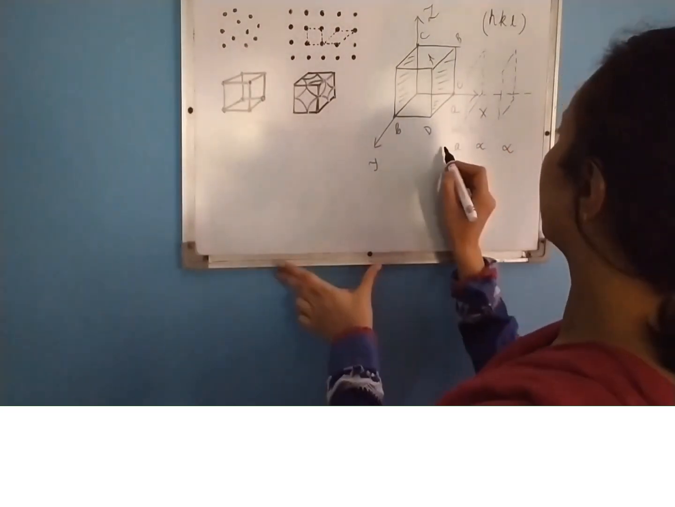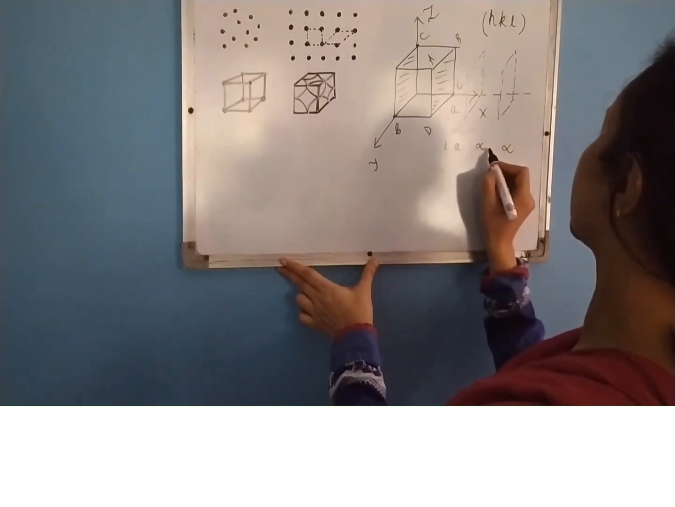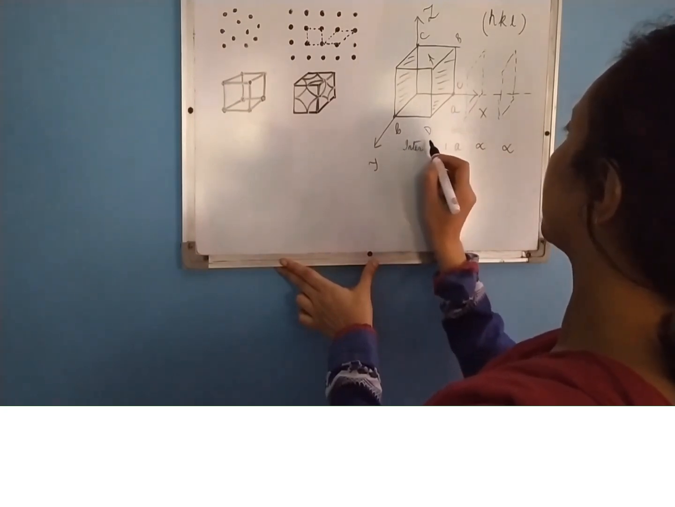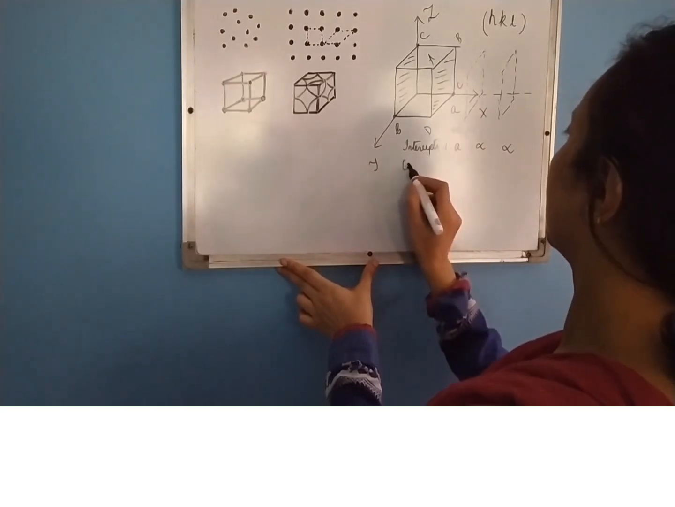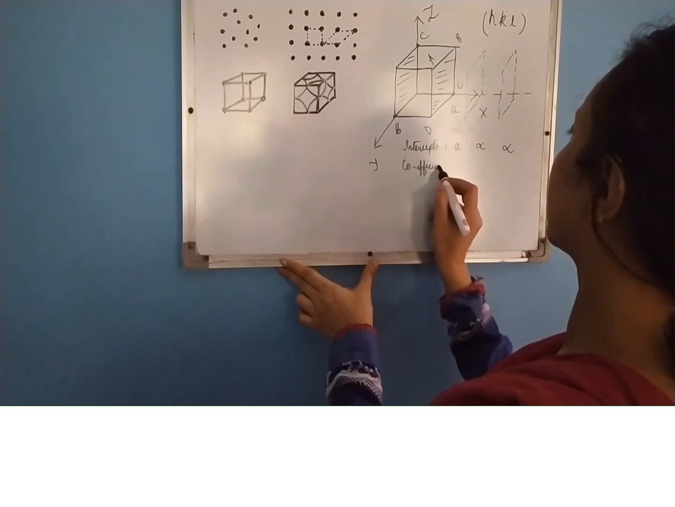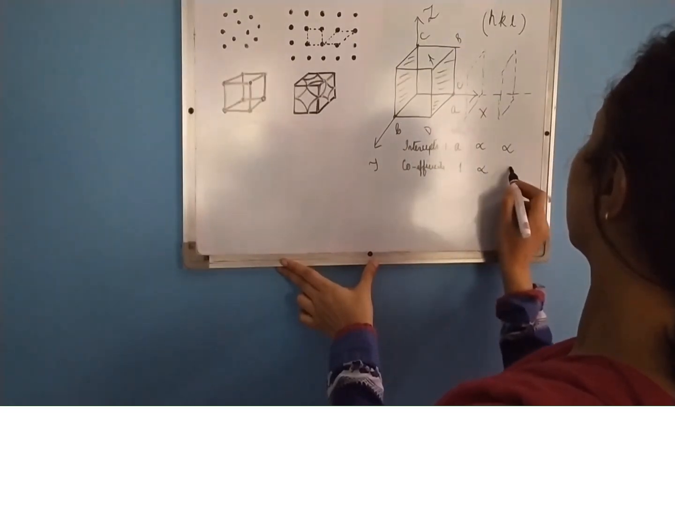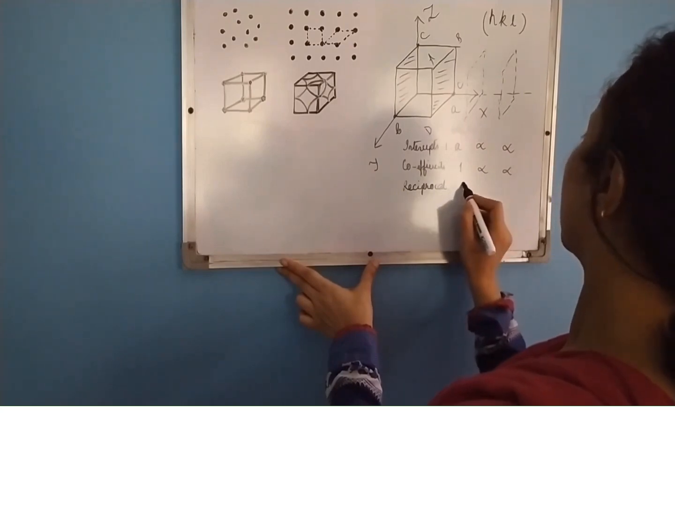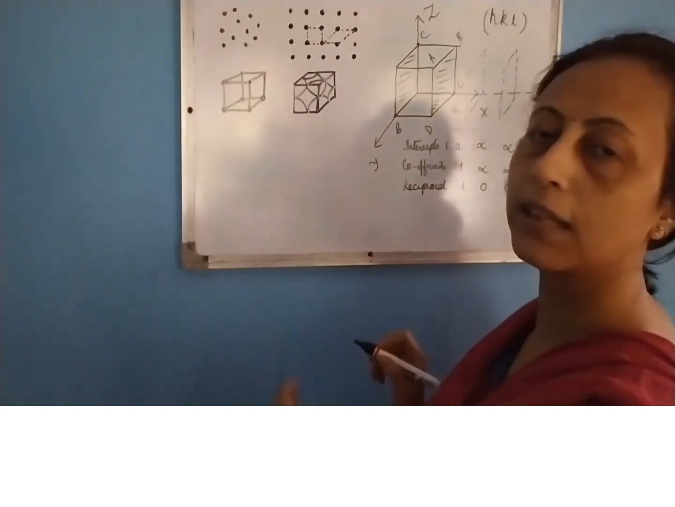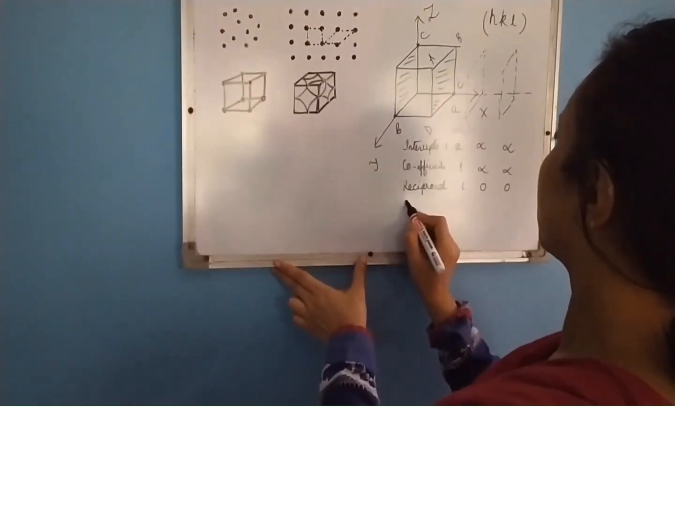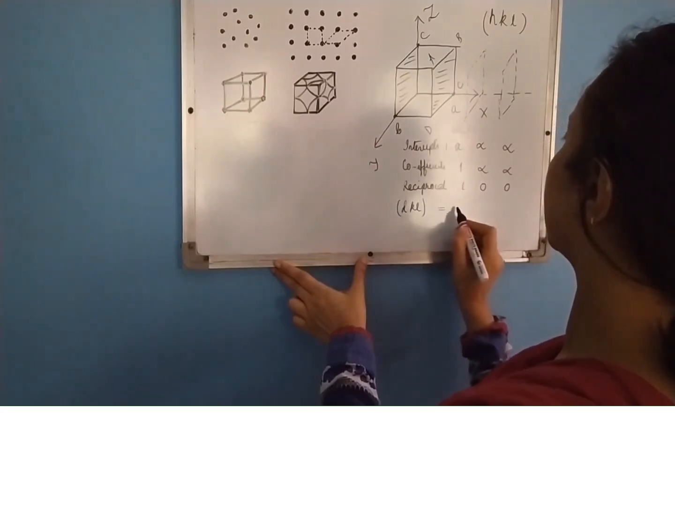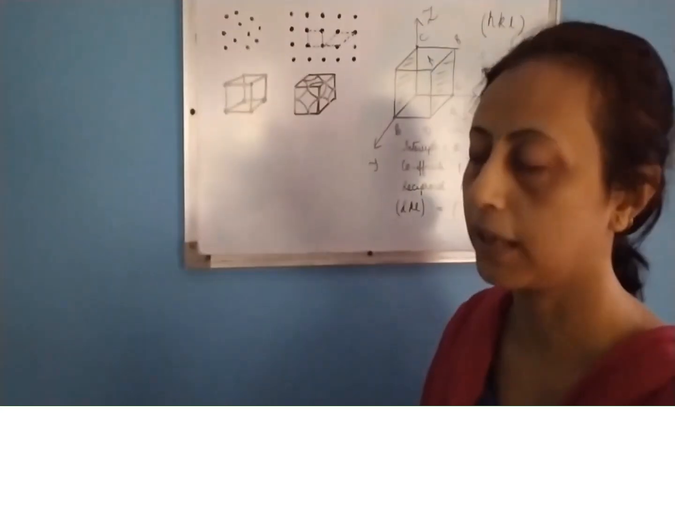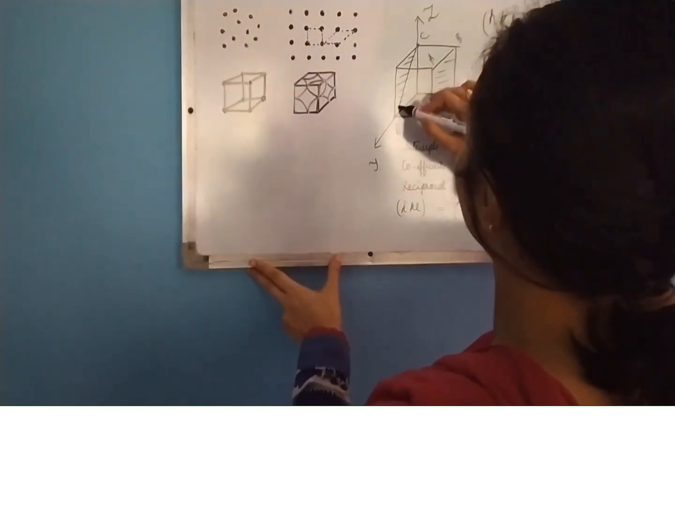Right? So then we find the coefficients. Here 1 into a, and the others are infinity and infinity. So then take the reciprocal. So the steps are like this. First find the intercepts, then find the coefficients of the intercepts, which are 1, infinity, infinity. Then take the reciprocal, and it is 1, 0, 0, because the reciprocal of infinity, that means 1 by infinity, is 0. So 1, 0, 0. So your Miller indices for the plane ABCD will be 1, 0, 0. So this way we find the Miller index of any particular plane. Next, suppose we consider this kind of a plane.